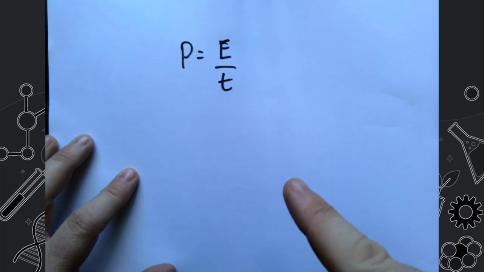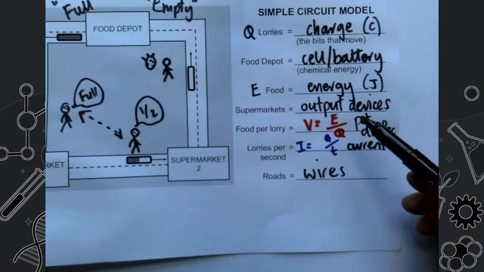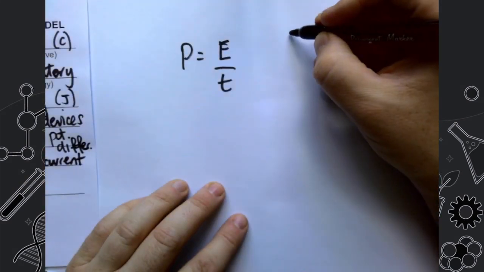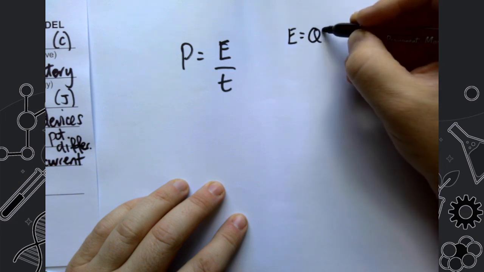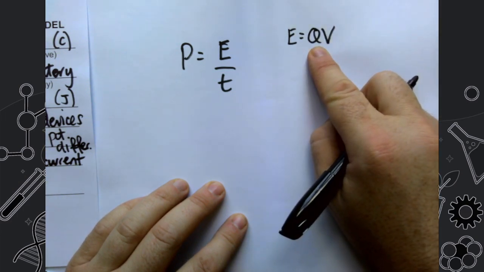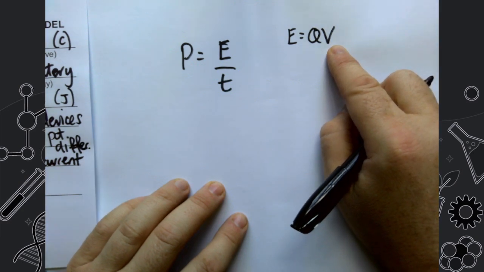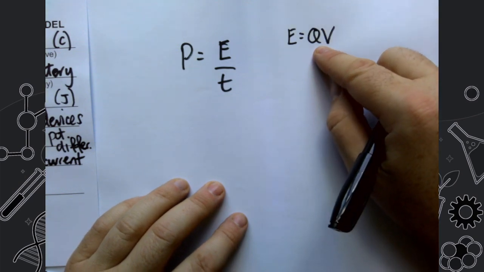Okay, but we should know from our definitions. Let's go back to our definitions. There we go. So my definition for energy, if I rearrange this equation, energy is equal to charge times potential difference. Energy is joules, charge is coulombs, potential difference is joules per coulomb, so the coulombs cancel, we end up with joules. So that is the equivalent for energy.